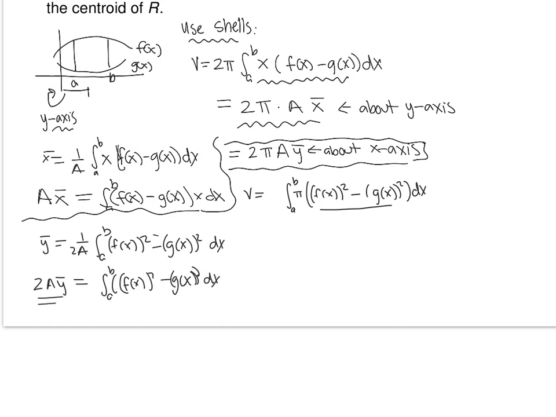And so you can plug in 2A y bar for that expression, and notice this pi actually has to hang out and stay. So you have pi times 2A y bar, or 2 pi A y bar. So, to find the volume, if you spin about the y-axis, you find the average x. To find the volume when you spin about the x-axis, you're going to find the average y.